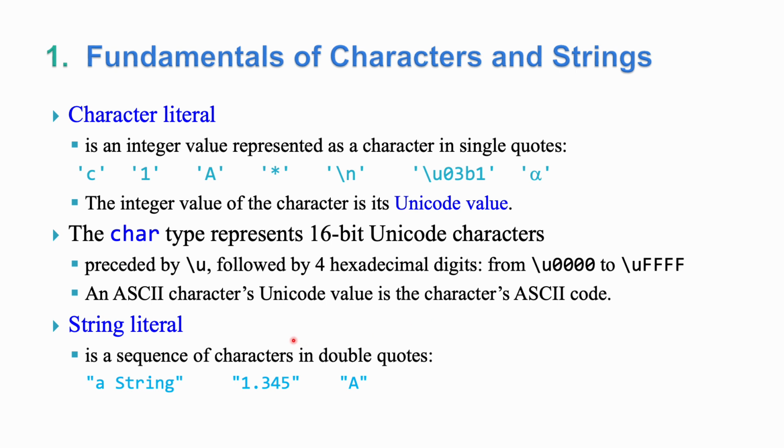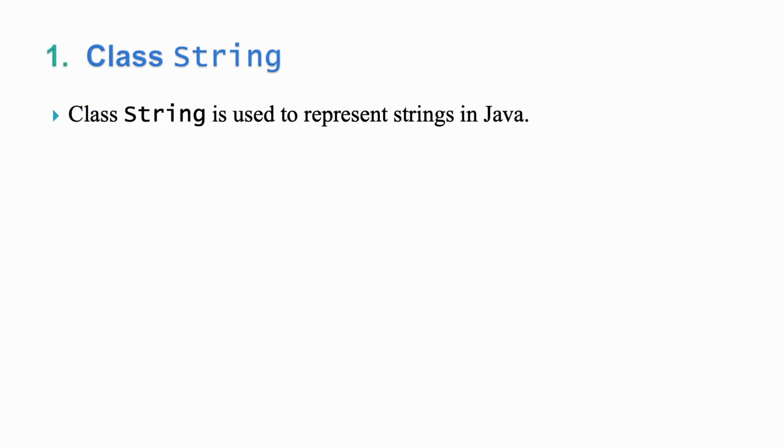And a string literal is just a sequence of characters written in double quotes, such as in these examples. So when you write capital A in double quotes, you have a string literal, while capital A in single quotes is a character literal. Unlike characters which have a primitive type, there's no primitive type representing strings. Instead, Java has a predefined class named String that is used to represent strings.